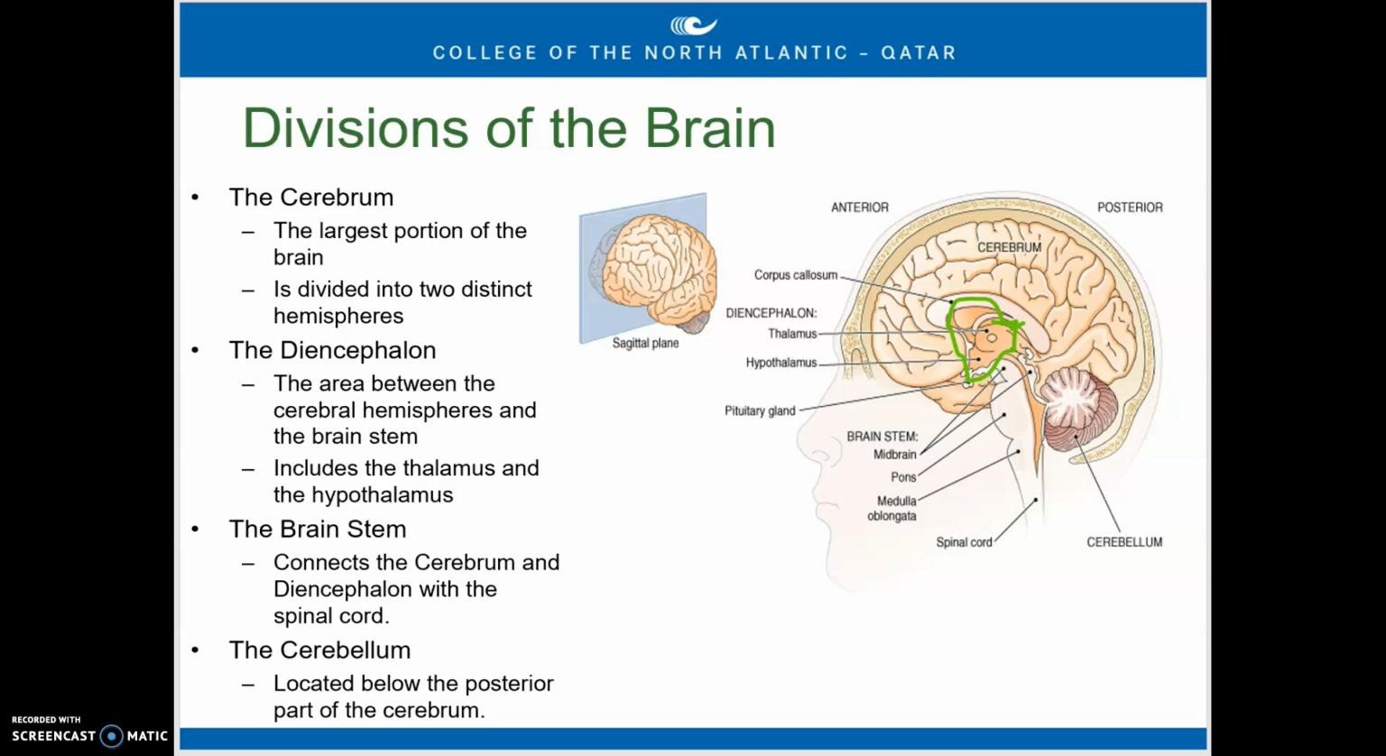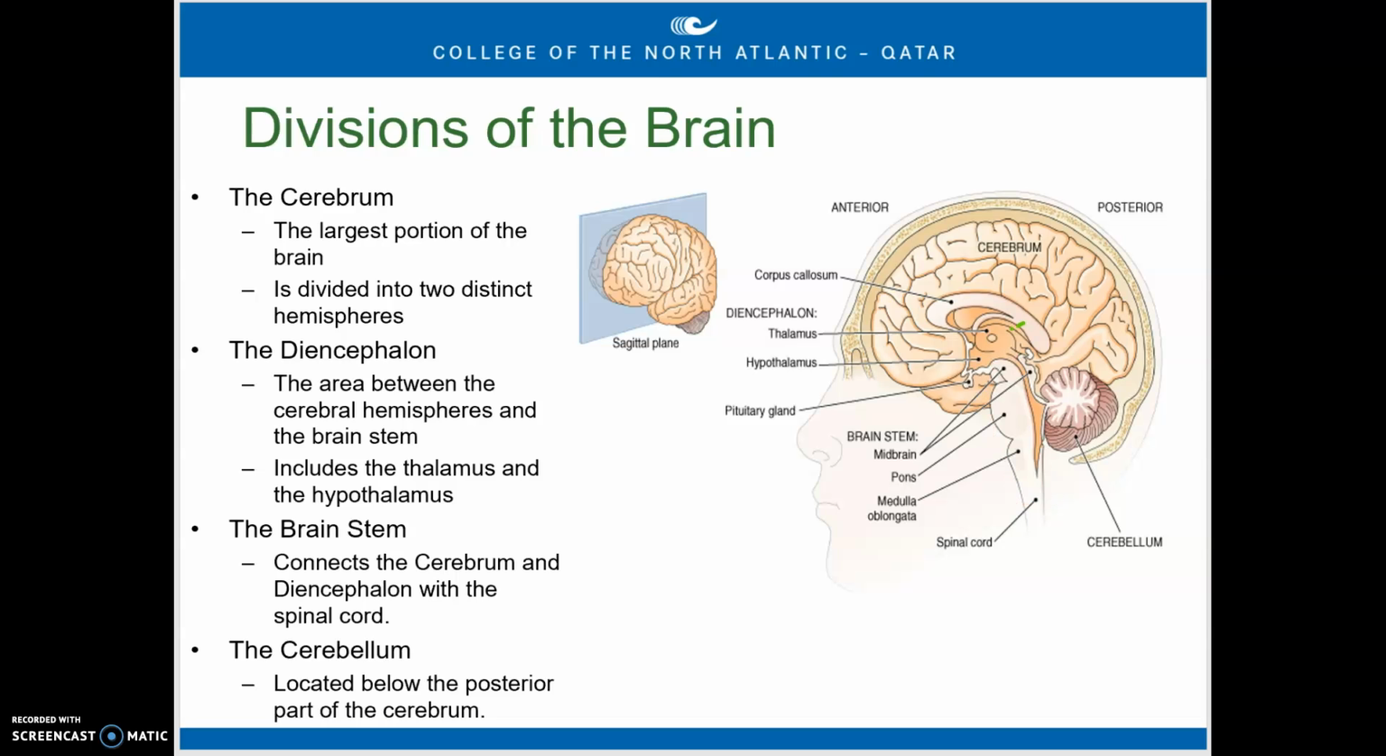The next region of the brain is going to be the brain stem. The brain stem is going to consist of the midbrain, the pons, and the medulla oblongata. So that little part there is going to be the brain stem, and what the brain stem does is it helps connect the diencephalon and the cerebrum, as well as the cerebellum, to the spinal cord. So this is kind of a place where everything comes together.